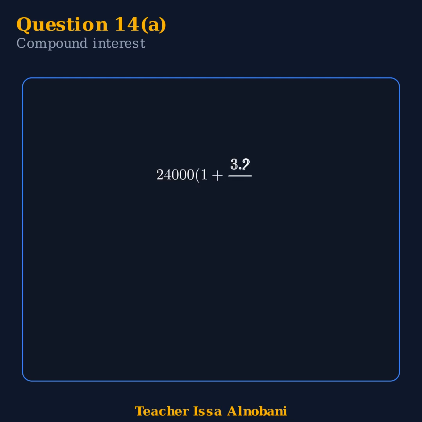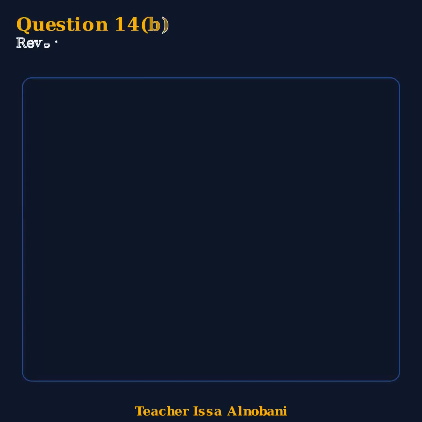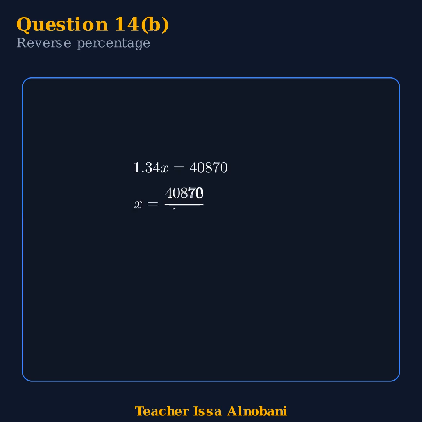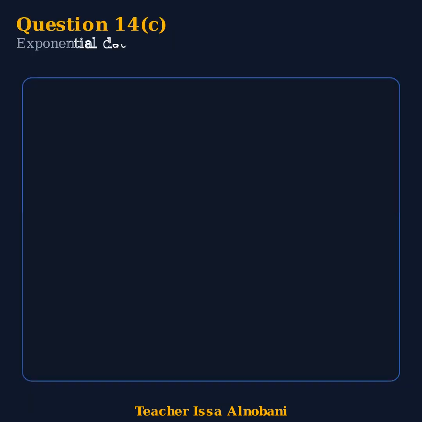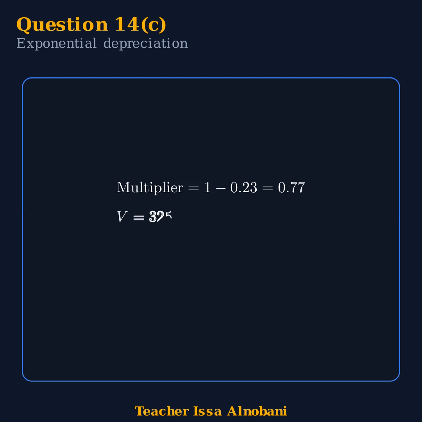Use compound interest, 24,000 times 1.032 to the power 4. The investment is $27,223. The selling price is 134% of the buying price. Divide 40,870 by 1.34 to get 30,500. The profit is $10,370. A decrease of 23% leaves a multiplier of 0.77. Therefore, V equals 32,500 times 0.77 to the power n.